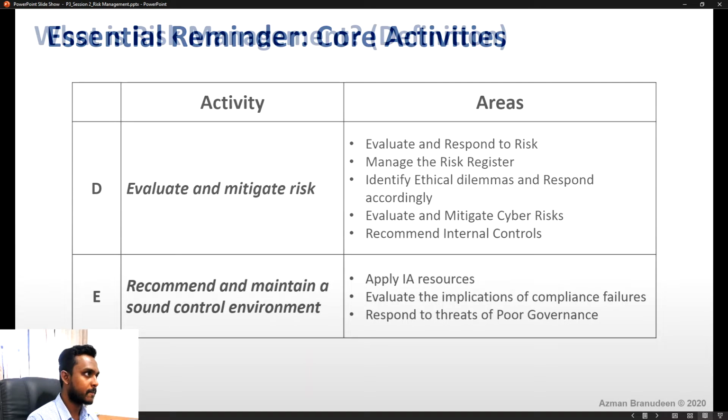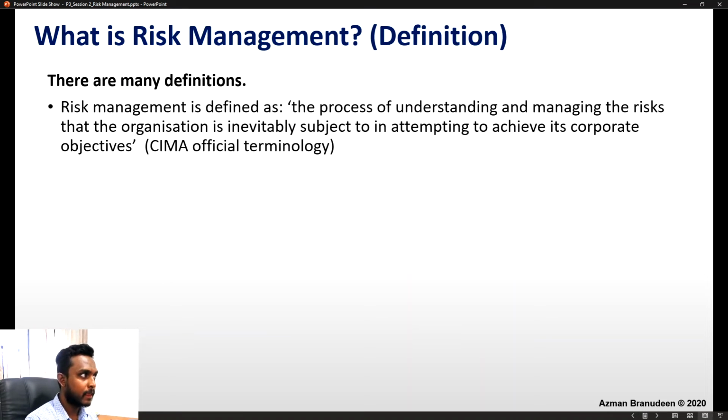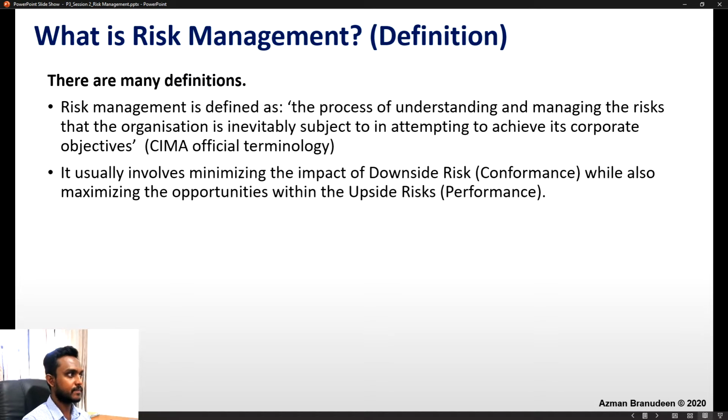So let's get started. To start with, what is risk management? First let's take a look at it through the definitions. There are many. On the one end, you have risk management being defined as the process of understanding and managing the risks that the organization is inevitably subject to in attempting to achieve its corporate objectives. So that inevitable downside or negativity surrounding the operations of the business when you are trying to achieve the corporate objectives is one way of understanding risk, or rather risk management.